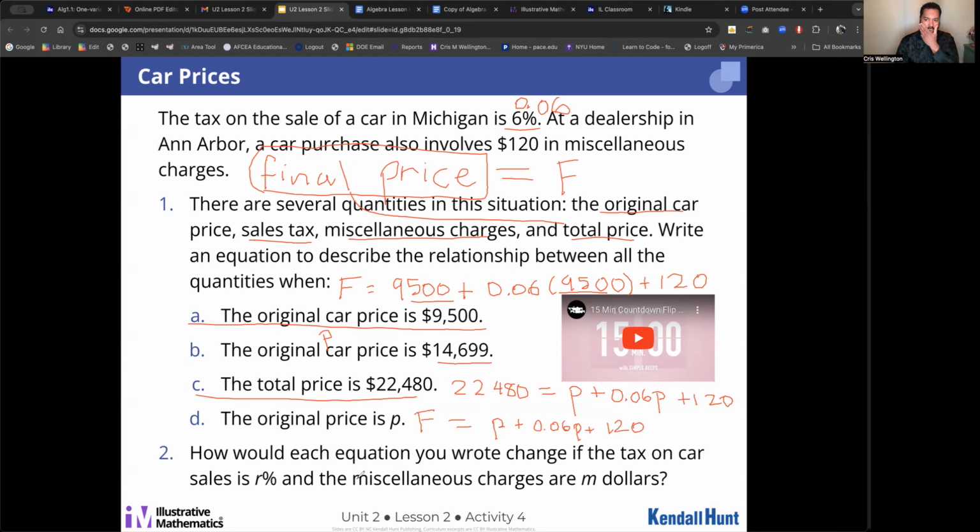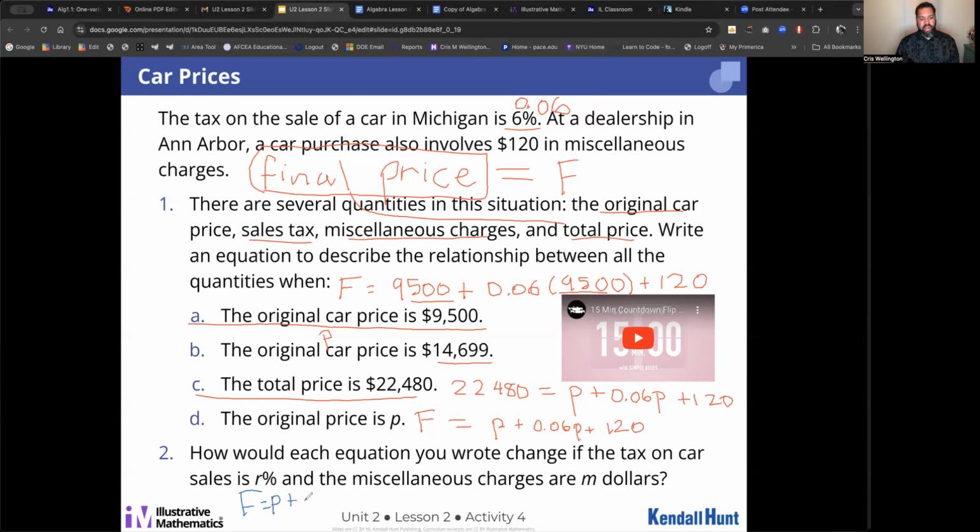Now, part two: what would you do if the sales tax was R% and the miscellaneous charge was M? It's the same. It's not really anything different. You can now go to variable mode. Everything is a variable now. R% now is going to be F.